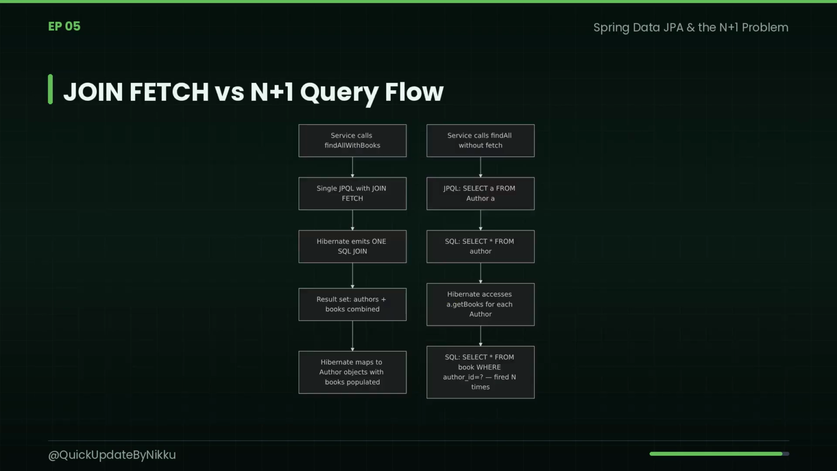The join fetch path collapses what was N+1 round trips into a single database call. Hibernate receives authors and their books in one result set and hydrates all the object relationships without touching the database again. The N+1 path, by contrast, starts with one query and then generates an additional query for every author in the result. The cost scales linearly with your data volume.